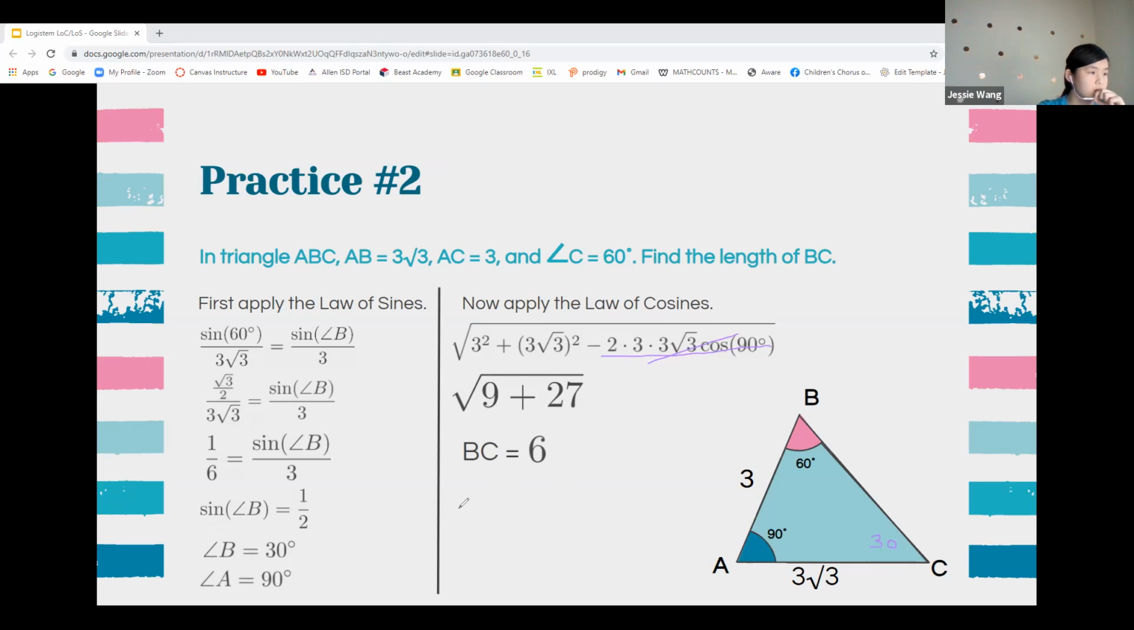All right, so we have root 3. Actually, it'll be easier if we just do 30 degrees and 3. So we have 3 over sine of 30 degrees, and this is equal to BC over sine of 90 degrees.